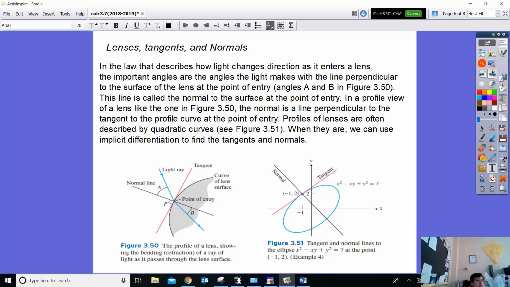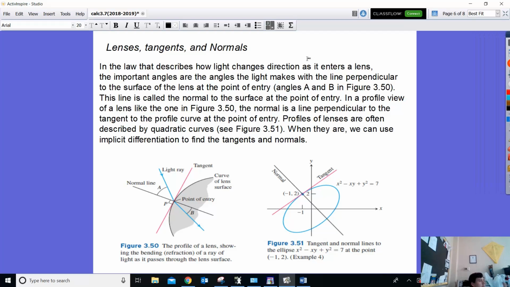Here's an application of this particular section. It deals with lenses. There is a law that describes how light changes direction as it enters a lens. The most important angle is the angle that light makes. Think about when you're looking at something: light enters your eyes straight. That's the most important angle.